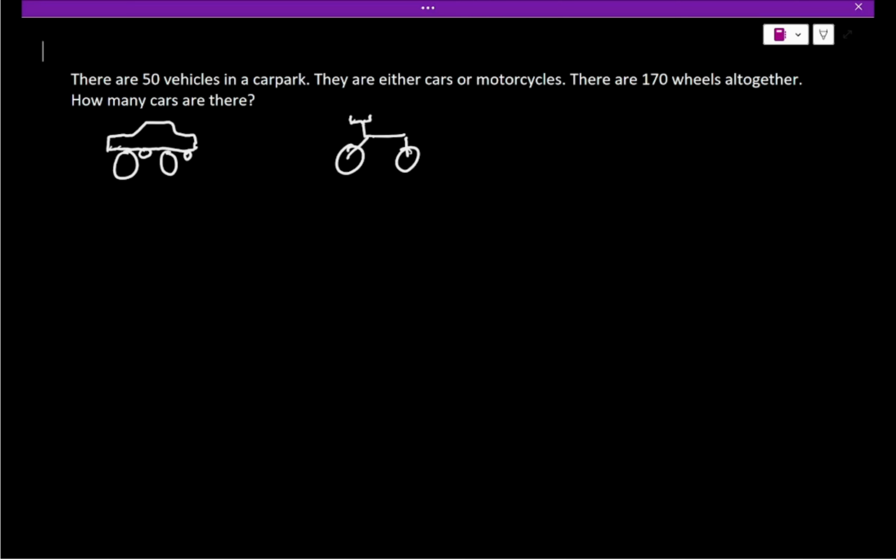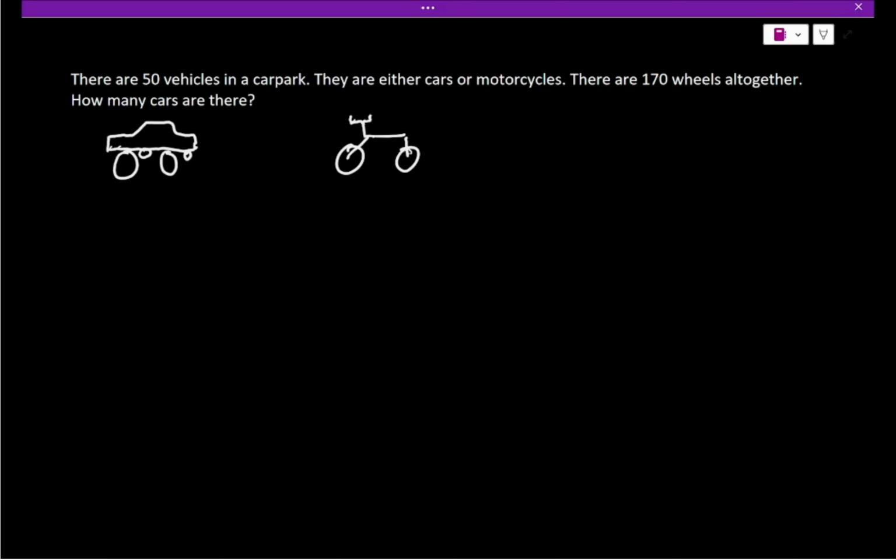Hi and welcome. Today we'll be talking about this question that is often dreaded because it seems like the only way out is through guess and check. So there are 50 vehicles in a car park that are either cars or motorcycles. There are 170 wheels altogether from all these vehicles. So how many cars are there?